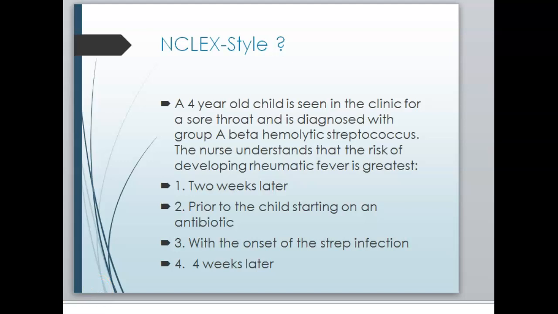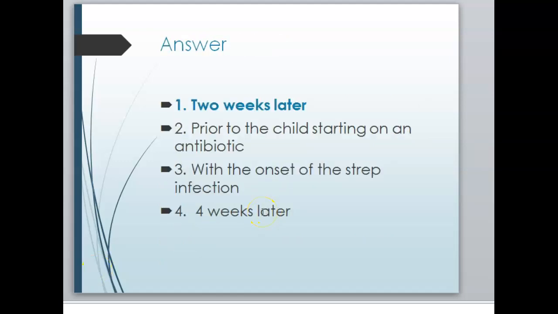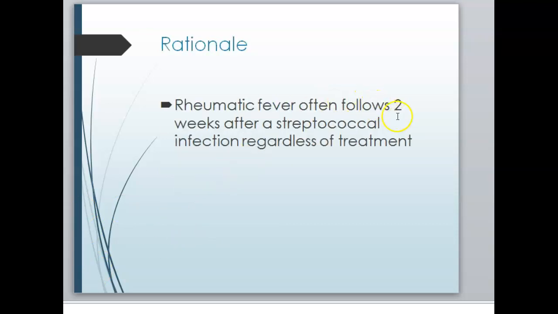NCLEX style question. A 4-year-old child is seen in the clinic for a sore throat and is diagnosed with group A beta hemolytic streptococci. The nurse understands that the risk of developing rheumatic fever is greatest: 1, 2 weeks later, 2, prior to the child starting on an antibiotic, 3, with the onset of strep infection, or 4, 4 weeks later. The answer is 2 weeks later. The rationale is rheumatic fever often follows 2 weeks after streptococcal infection, sometimes regardless of treatment.